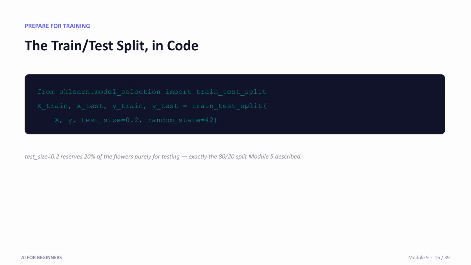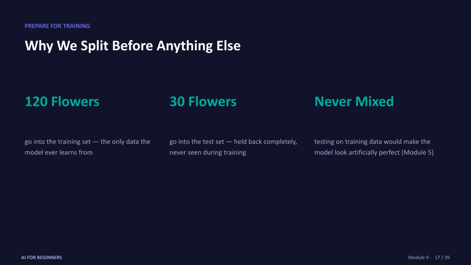Now we perform the train test split in code. By using test_size equals 0.2, we reserve 20% of the flowers purely for testing, exactly the 80/20 split we described in Module 5. Why split our data before doing anything else? We hold back 30 flowers entirely from the training process, so the model only learns from 120, ensuring we never mix training and testing, which would make the model look artificially perfect.